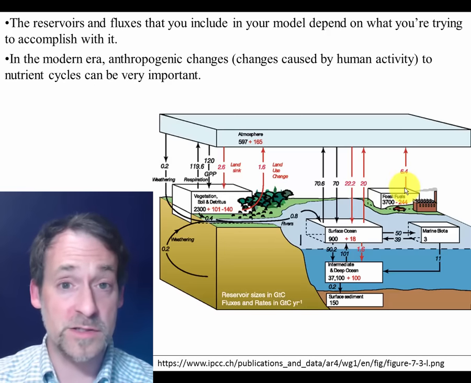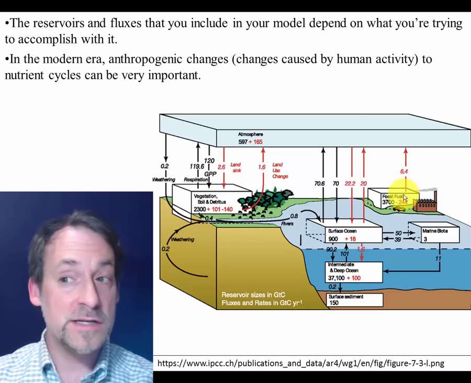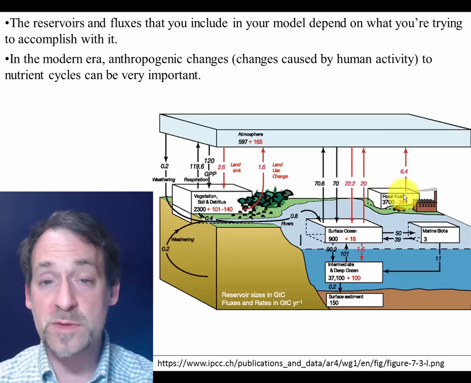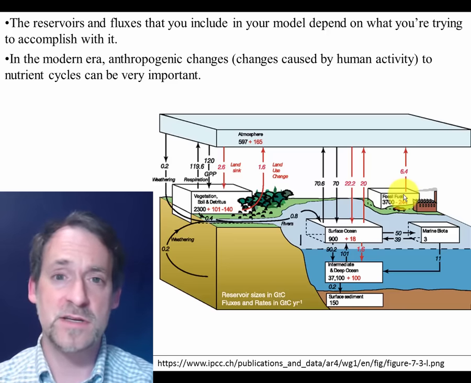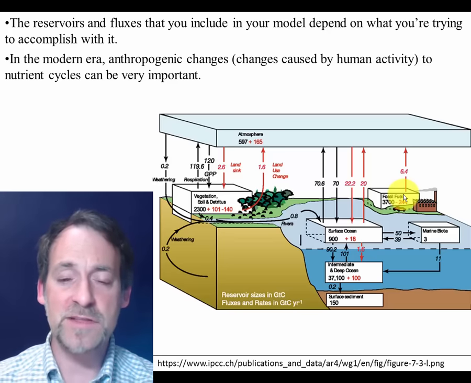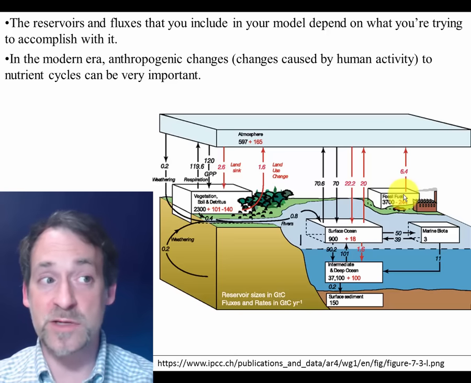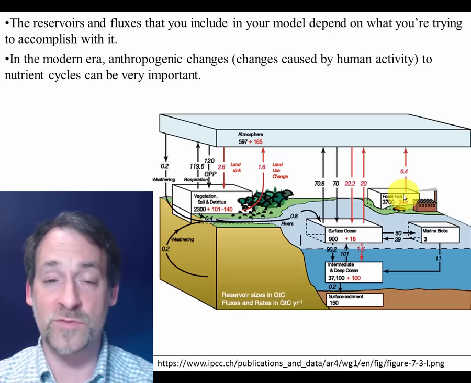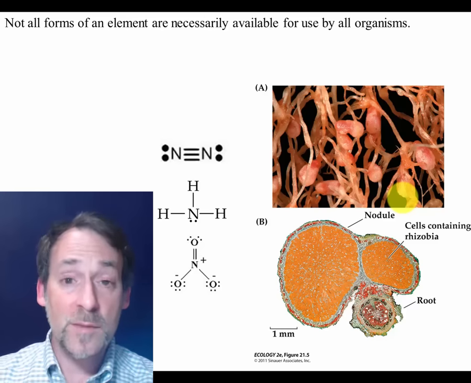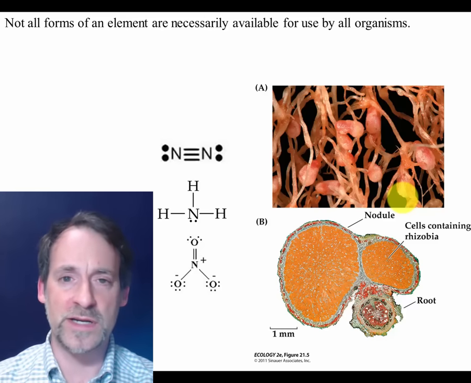What we are going to be looking at mostly, and this is why many people are interested in nutrient cycling today, is that human beings have changed the cycles of nutrients in some very important ways. So that is definitely something we are going to be looking at as we look at the flow diagrams for carbon, nitrogen, and phosphorus.